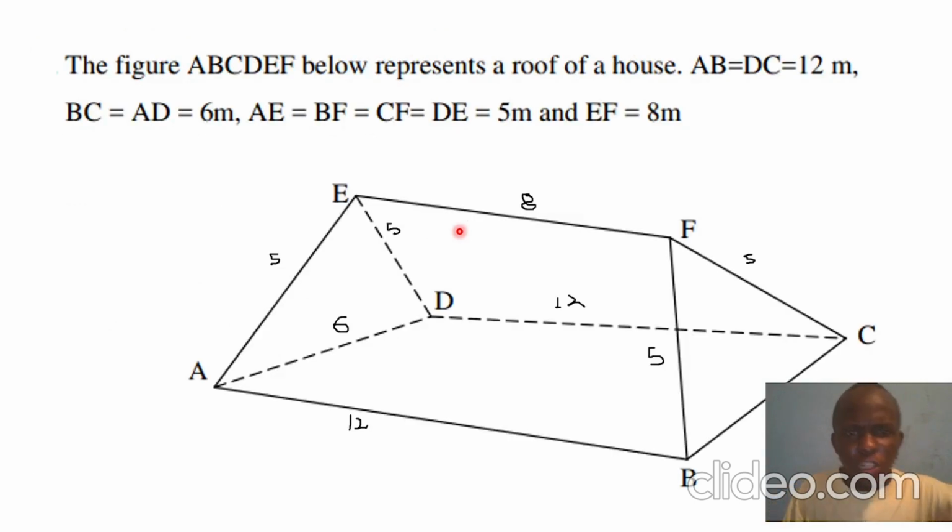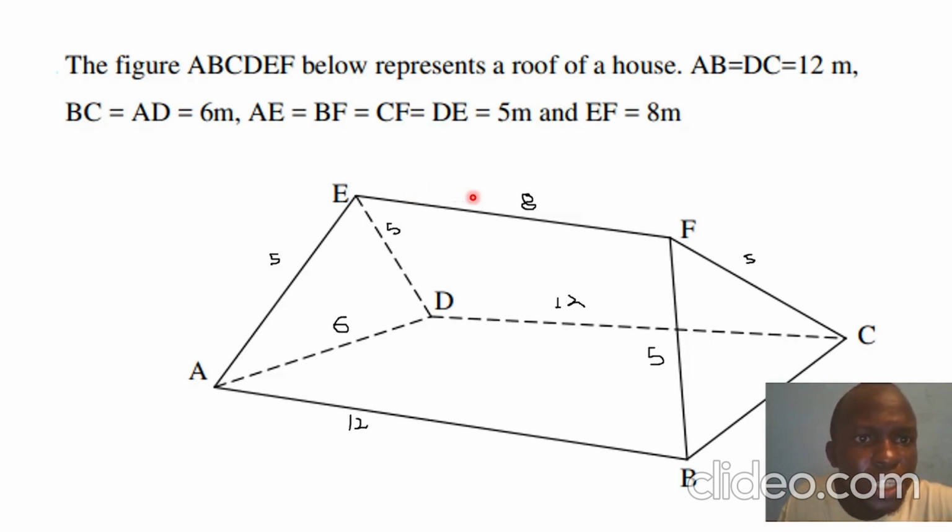Let us go to the last question, and this question focuses on this particular solid, which is called a triangular cross-sectional prism. Now, let me read the question.